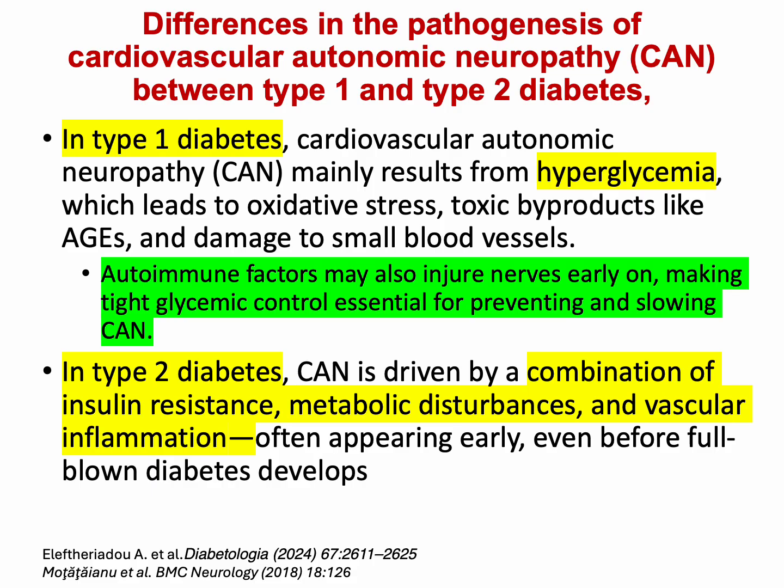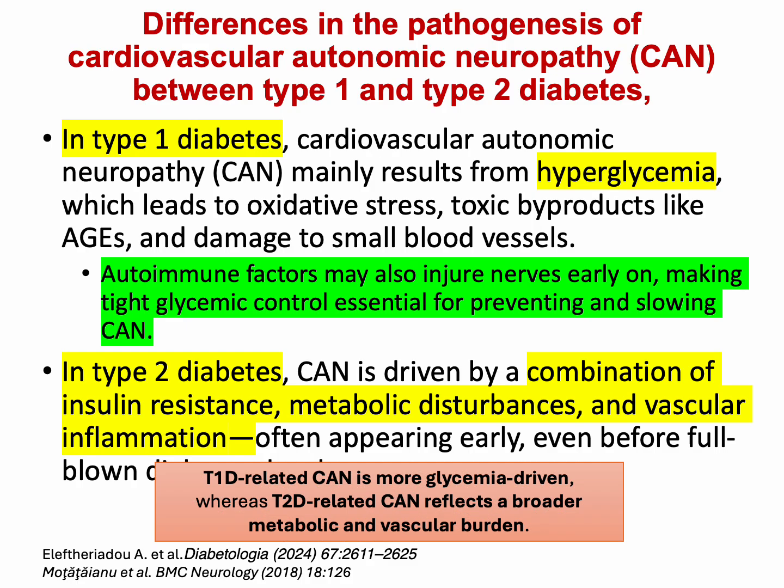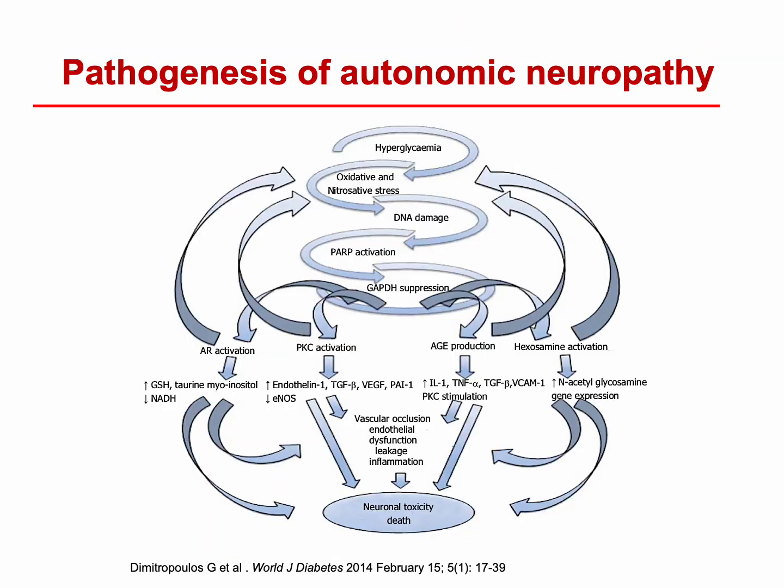Here are important differences in the pathogenesis of cardiovascular autonomic neuropathy between type 1 and type 2 diabetes, though they also share common mechanisms. While both types share core mechanisms like oxidative stress and mitochondrial injury, type 1 DM related CAN is more glycemic driven, whereas type 2 related CAN reflects a broader metabolic and vascular burden.